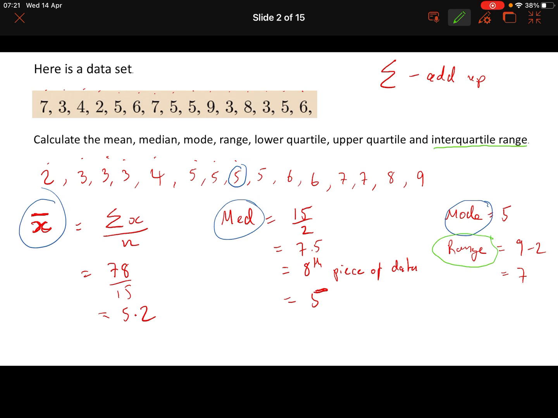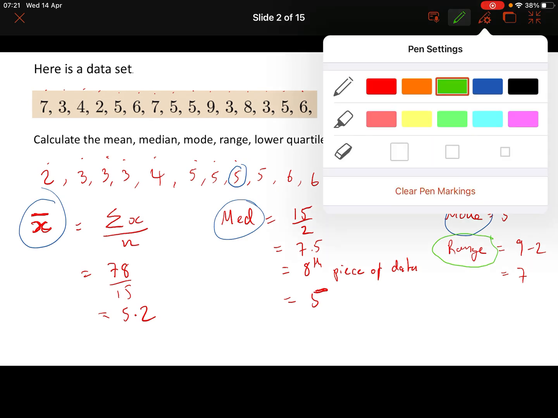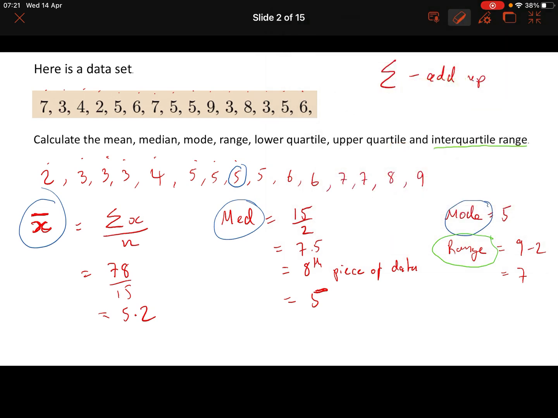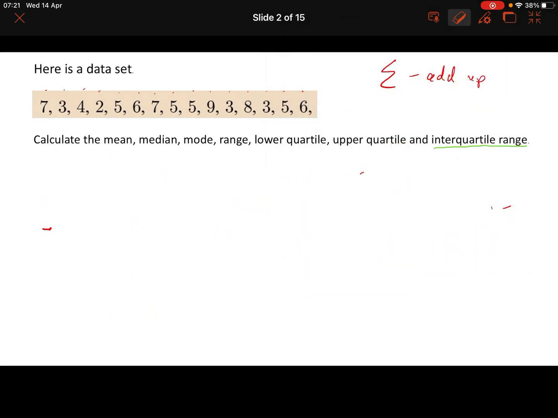Right, so now that's pretty easy. You should have been able to do all of that on your own. What you may have forgotten is how to find the lower quartile, the upper quartile, and the interquartile range. Now, consider the median. The median is where is the 50th percent value? So where is the value that is halfway through the data? That is to say, half of the data is below that value and half of the data is above it.